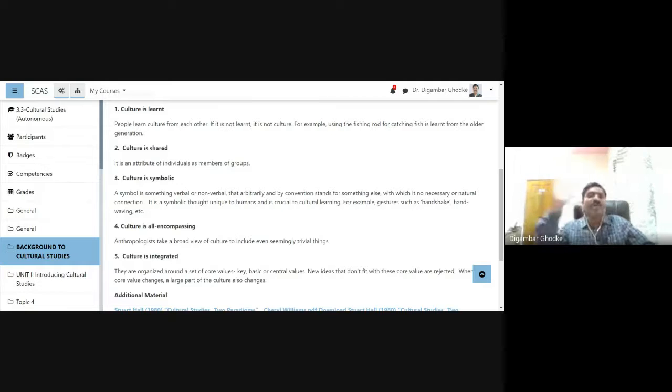Hand waving, for example, wasn't so common earlier, but it has become common. Now it has become universal culture. But the way Indians greet is not seen elsewhere. So it is symbolic. This symbol, for example, is exclusively Indian, and shaking hands is the European, Western way of greeting.